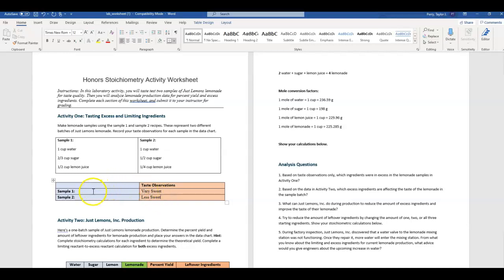I don't really know what I'm supposed to write here. I guess we'll just write: Sample 1 is very sweet. Sample 2 is less sweet. I guess we could just put more sweet.